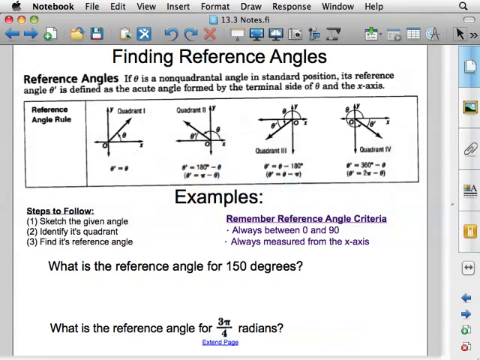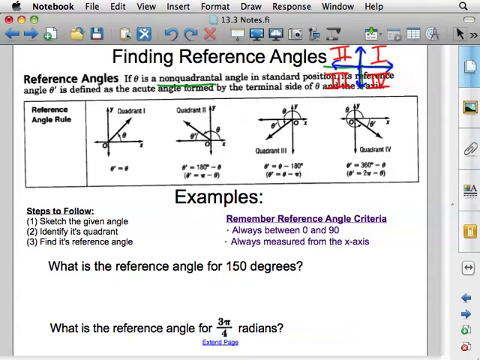All right, next we need to start finding our reference angles. What it says is if theta is a non-quadrantal angle. What that means, well, quadrantal angles are the angles that fall right on your axis. So these are all quadrantal. So if we're non-quadrantal, that means we're actually falling into one of the quadrants. Remember, we have quadrant 1, quadrant 2, quadrant 3, and quadrant 4.